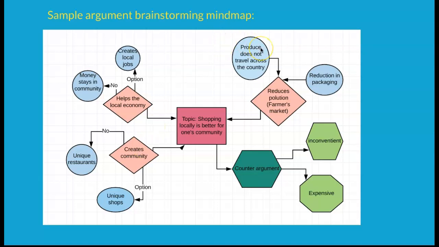Off to the side here, we have smaller points that would be used to support the paragraph idea. So reduction in packaging and the fact that produce does not travel across the country or the world supports the idea that shopping locally reduces pollution. Shopping locally, when one does that, money stays in the community and it also creates local jobs. So there's an argument to be made there that it helps the economy.